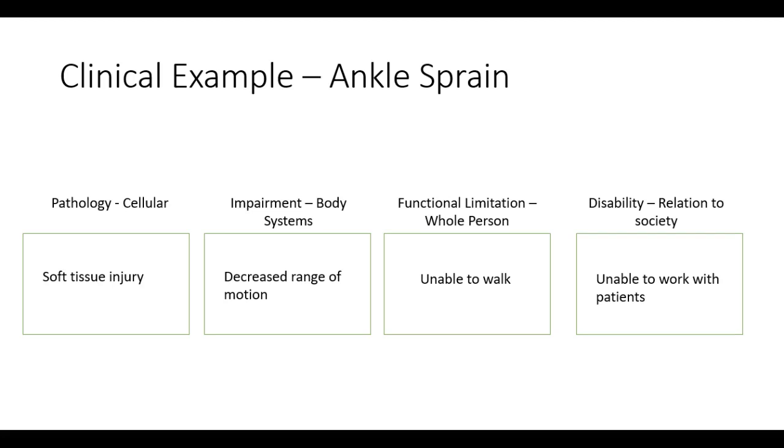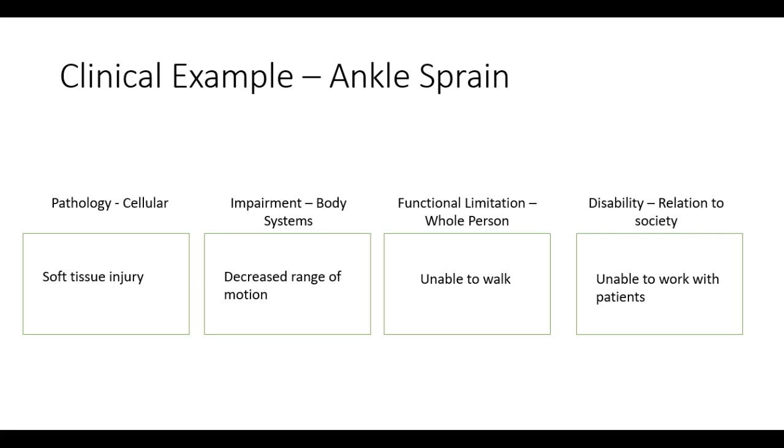So let's look at a clinical example. I have two of these. The first is looking at an ankle sprain. You have someone who's got an ankle sprain. Their pathology at the cellular level is that they've got a soft tissue injury. They've had a tear to the supporting ligaments that connect one bone to another. This soft tissue injury results in swelling, which affects the range of motion. So now they've lost range of motion at their ankle.